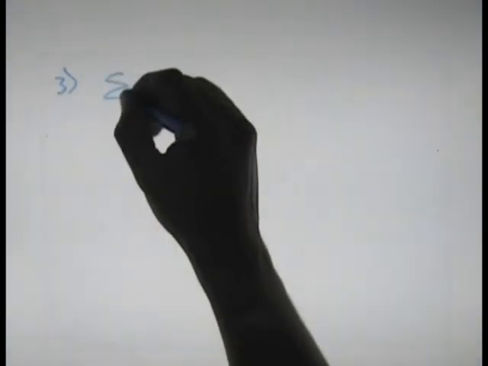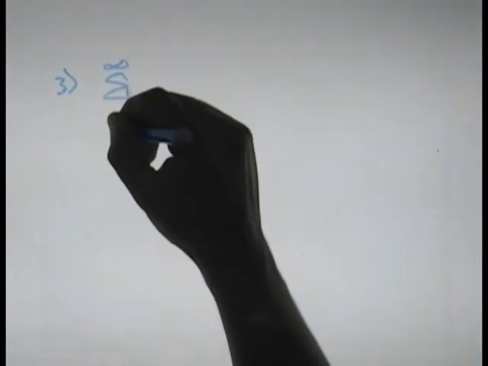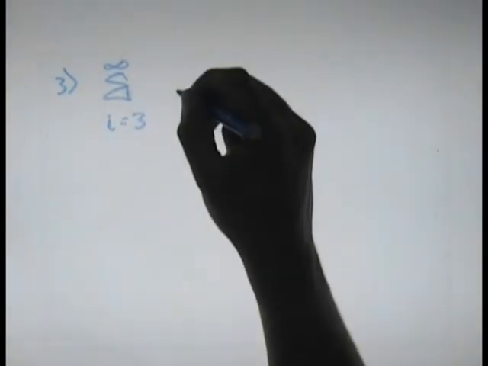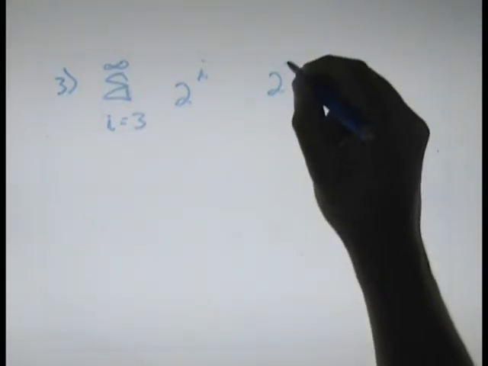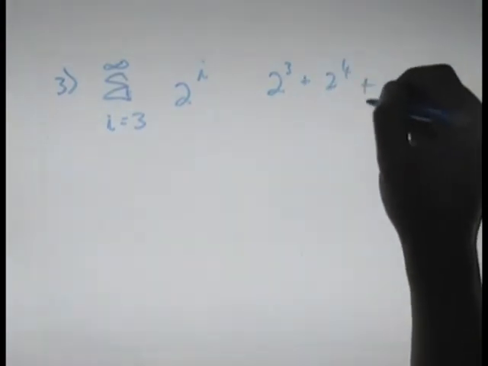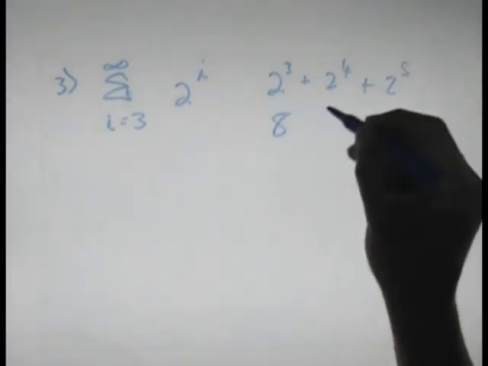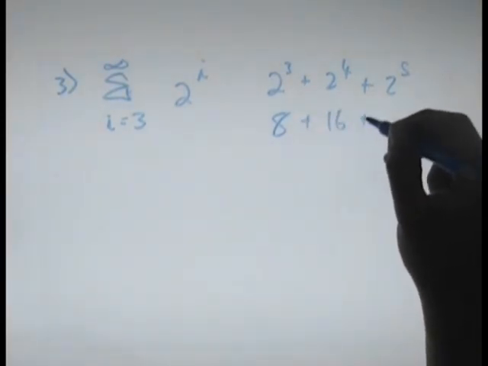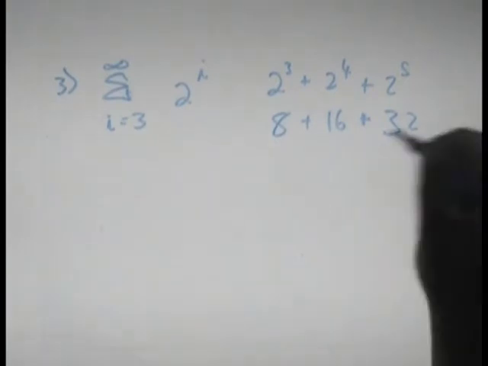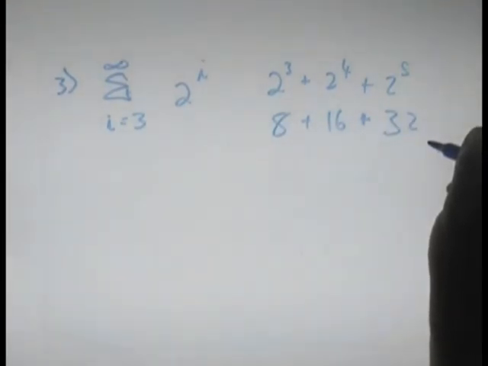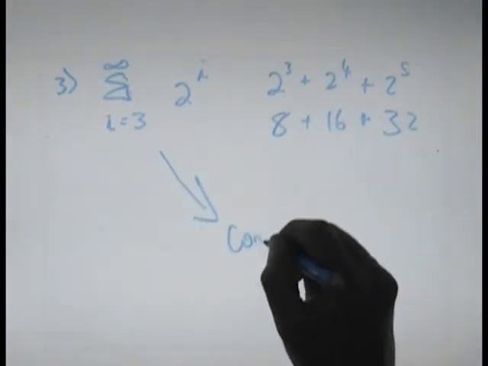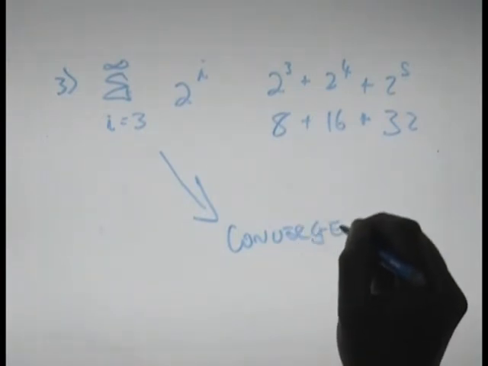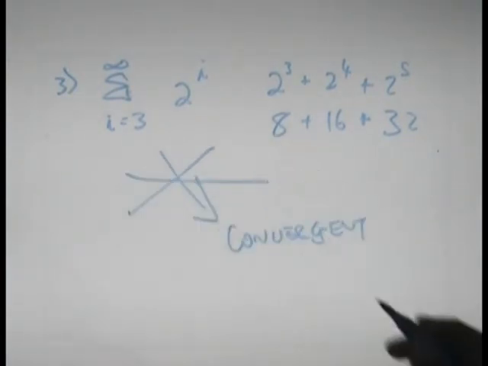The next one I gave you to do, number 3, asked for the sum to infinity where I is equal to 3 of 2 to the power I. That's going to be 2 to the power 3 plus 2 to the power 4 plus 2 to the power 5, which is basically 8 plus 16 plus 32. What's the problem with this here? Sum to infinity can only work when it is convergent. However, this one is not convergent.